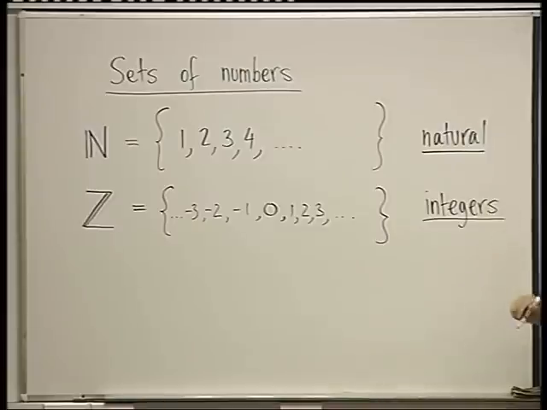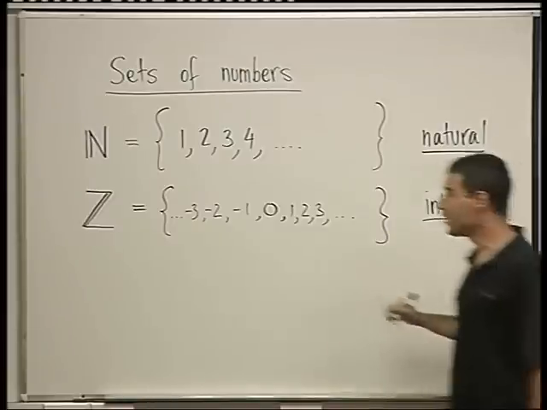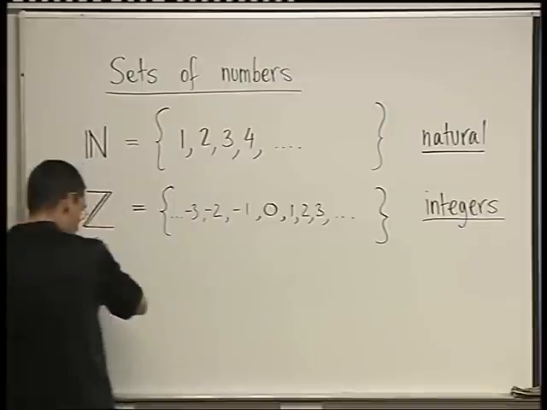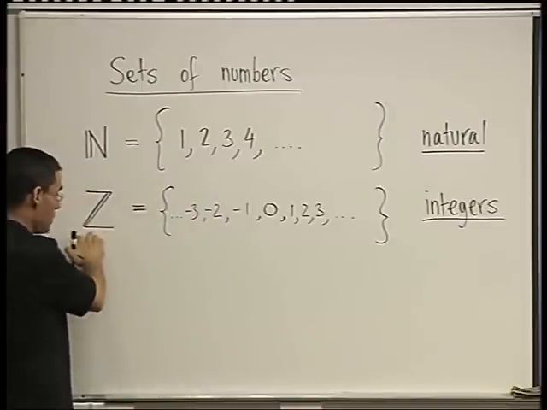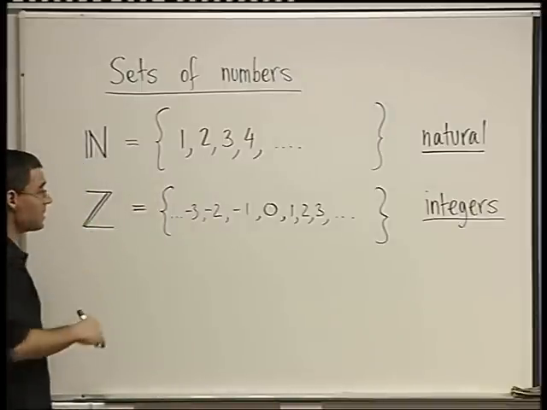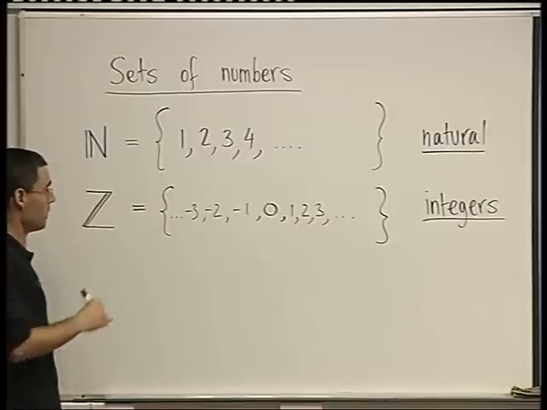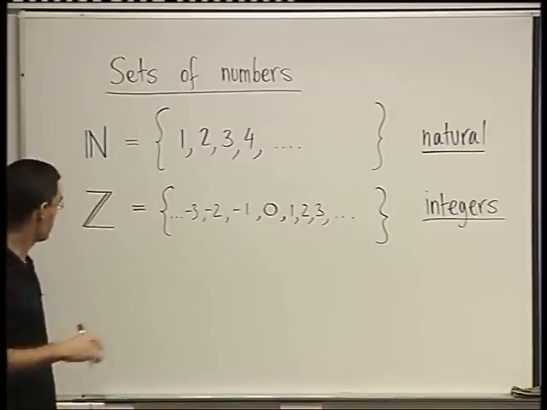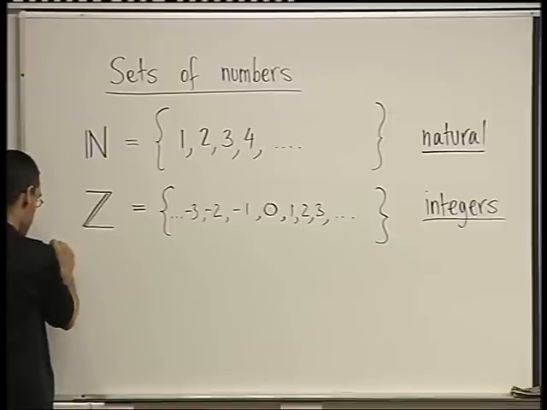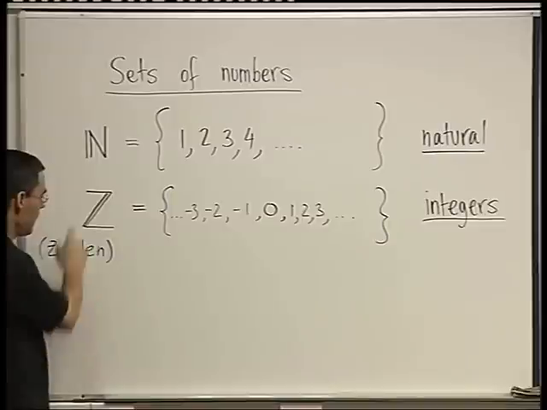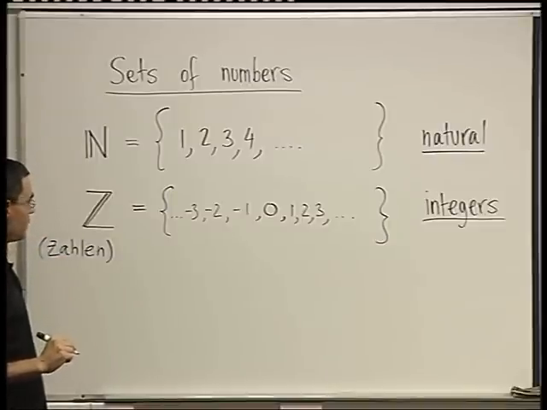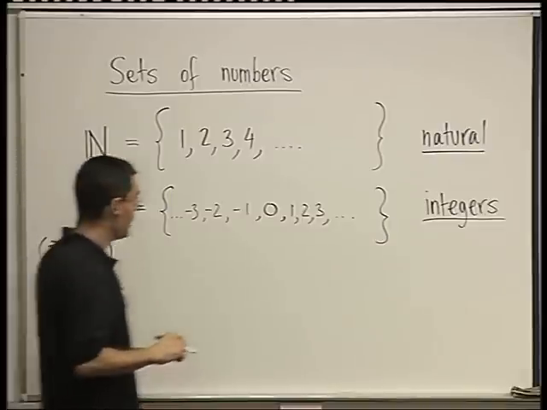And Z stands for Z in integers. Right, there is no Z in integers, and the Z in fact stands for the German word for numbers, which is Zahlen. So Z stands for Zahlen. Z in German is pronounced Z. So it's Zahlen. I think this is how you spell it in German. And that's where the letter Z originates.